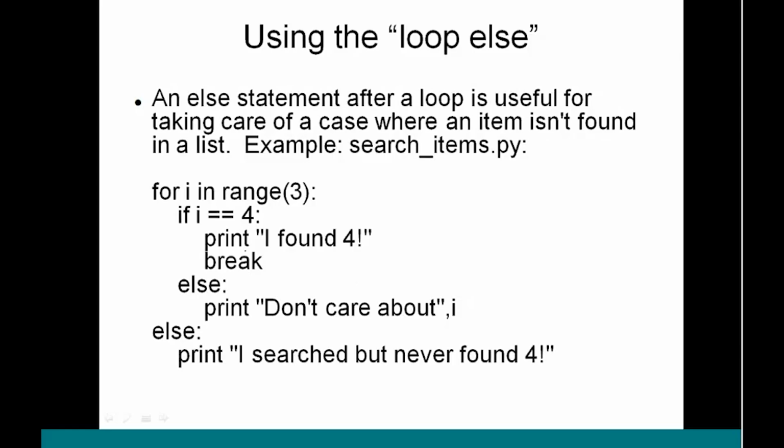So now let's look at the loop else. The else statement after the loop is useful for taking care of the case where the item isn't found in a list. For example here, search items dot py. So for I in range 3, which is 0, 3, 1. If I equal to 4, then we print I found 4 and then break. Otherwise print don't care about I.